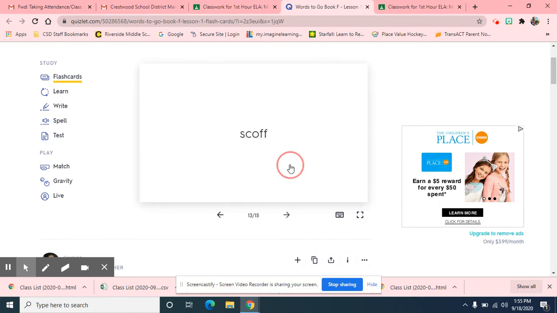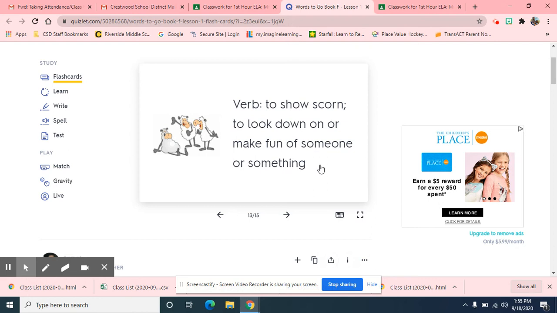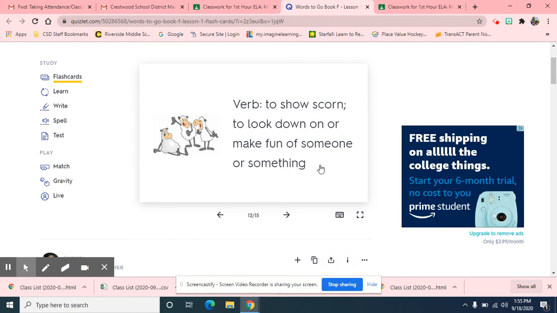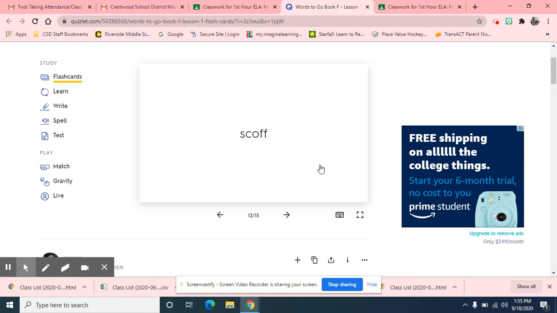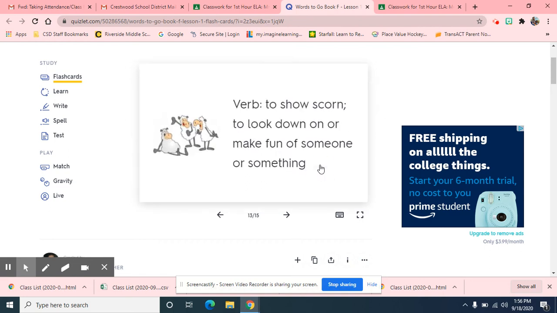Scoff. Scoff is to scold, to scorn, to look down on, or make fun of someone or something. So if you tease someone, you are actually scoffing them. So it's not a good thing to scoff at other people for the way that they look. So scoff means making fun of someone or looking down on them.